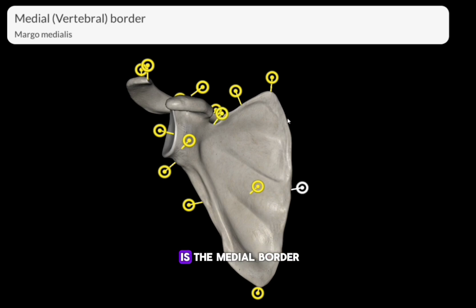Okay, the second one is the medial border. This is the longest border extending from the superior angle to the inferior angle. It lies along the vertebral column. Look, here is the inferior angle.